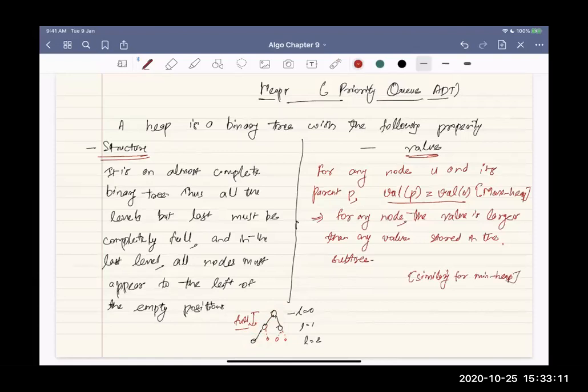Okay. So now we understand the structure property and the value property, and they are not very difficult. An almost complete binary tree, and the value of the parent is always greater than or equal to the value of its children. And that happens throughout the tree.